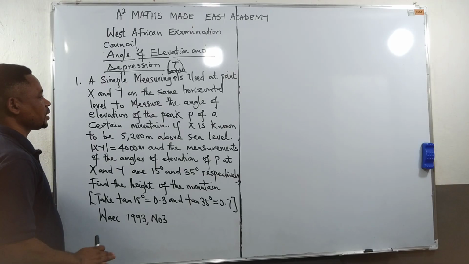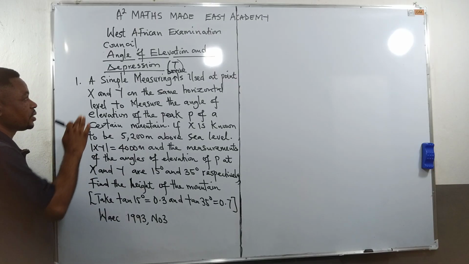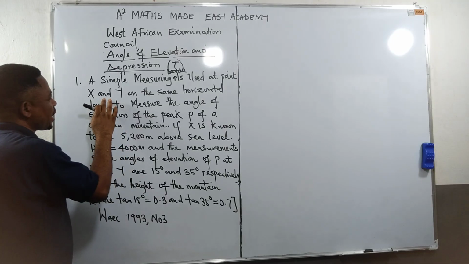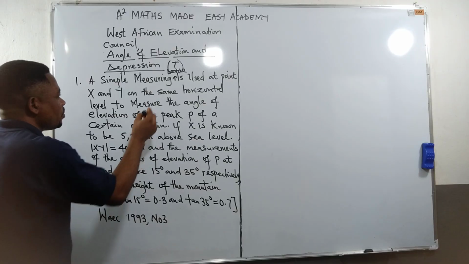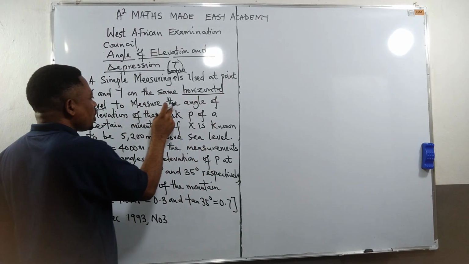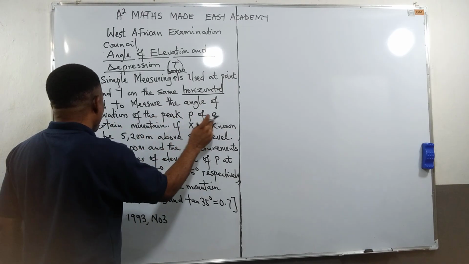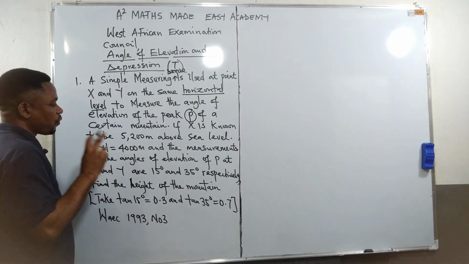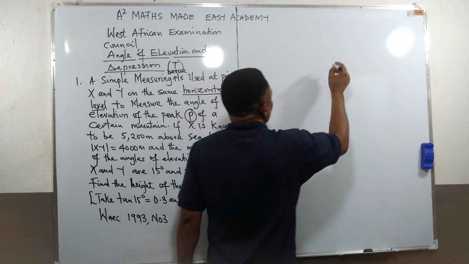Now, let's quickly take a look at this question one after the other. Can we start again? A simple measuring device is used at points X and Y on the same horizontal level to measure the angle of elevation of the peak P of a certain mountain. Let us observe this first.